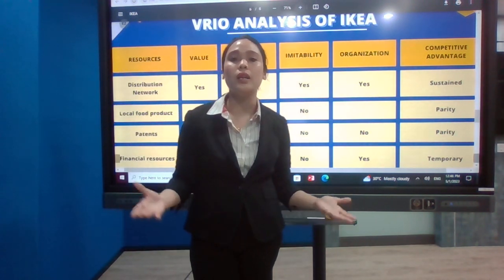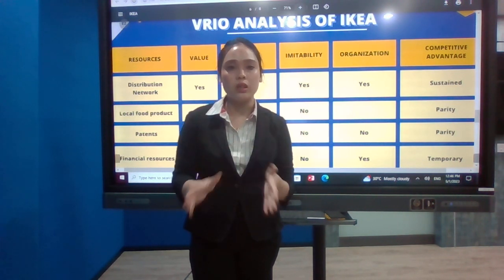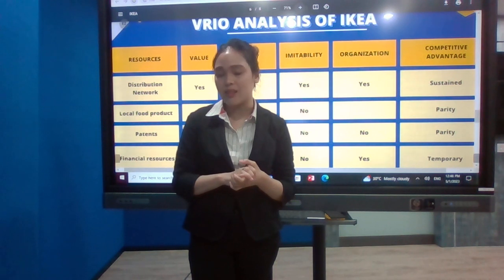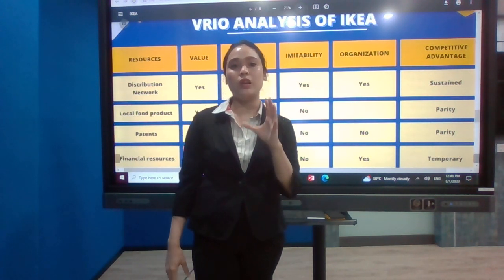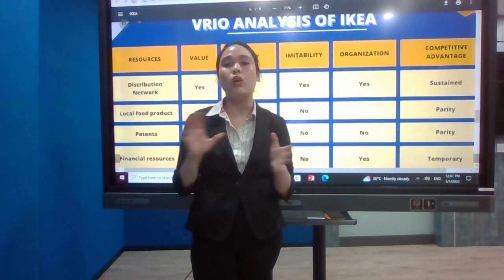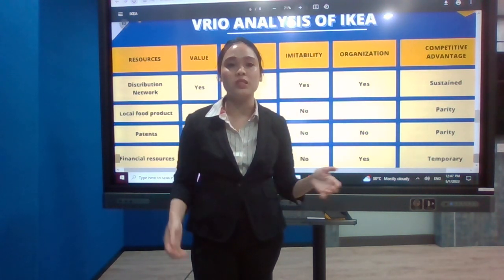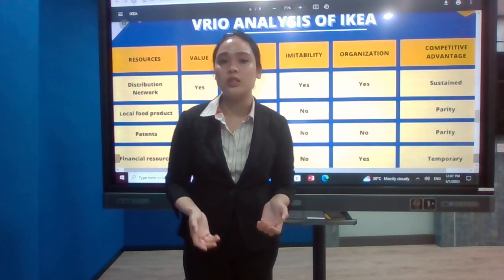According to the VRIO analysis of IKEA, its local food products are very valuable resources as these are highly differentiated. So this makes the perceived value of these products by customers high, and these are also valued more than the competition by customers due to the differentiation in this product.